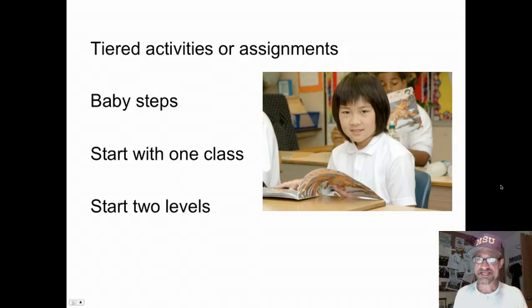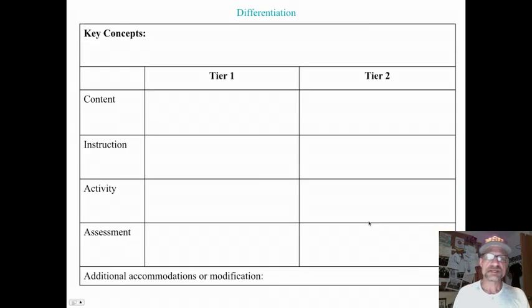Tiered activities and assignments. Good idea. One of many ways to differentiate. Take baby steps as you start with this. Start with 1 class. Start maybe with 2 levels. Here is a form, a graphic organizer, if you will, that can be used to help you differentiate. A story, a lesson, a unit.